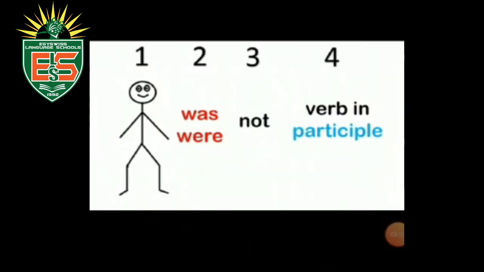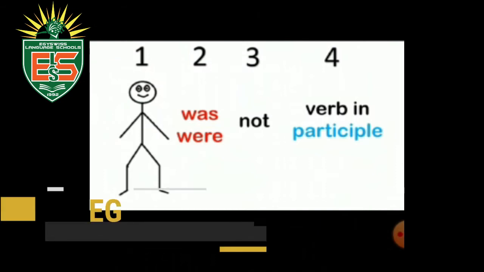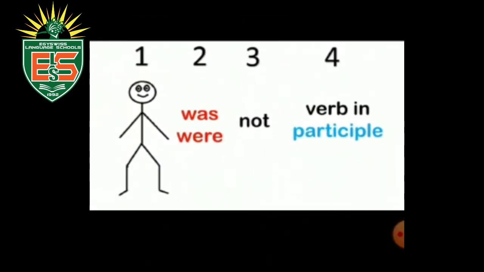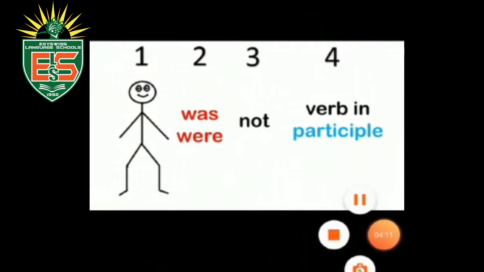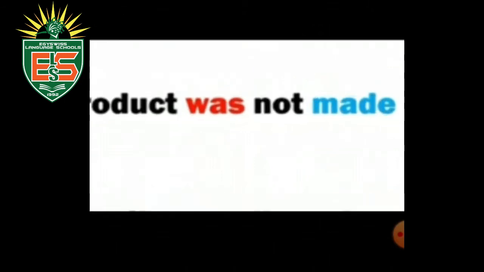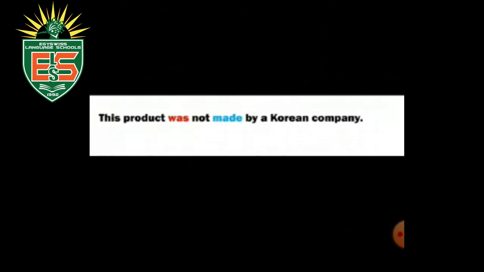Here, to make a passive sentence in the negative, I have to put the subject at the beginning of the sentence. After that, was or were, and add not, and the verb in the past participle. Again, in the negative: subject, was or were, not, verb in the past participle. Let's take an example. This product was not made by a Korean company. Again, this product, after that put was, because it's singular, not made by a Korean company.